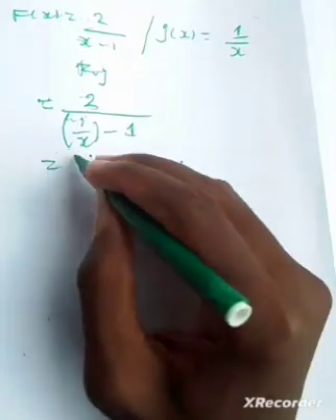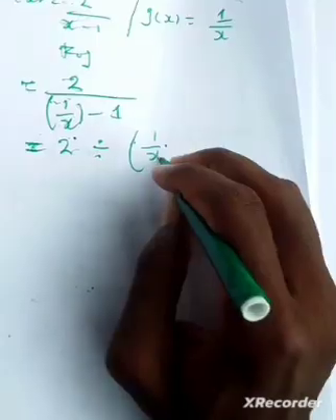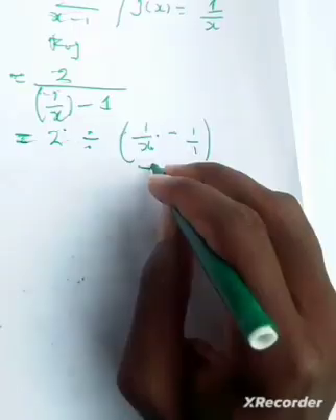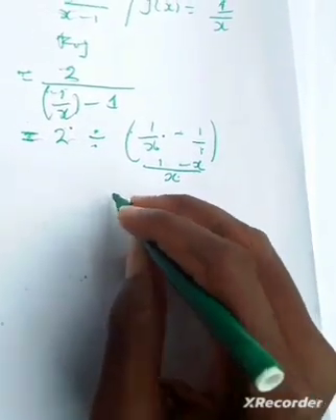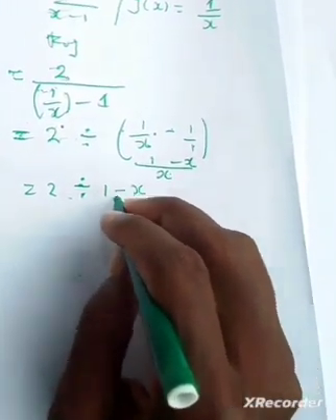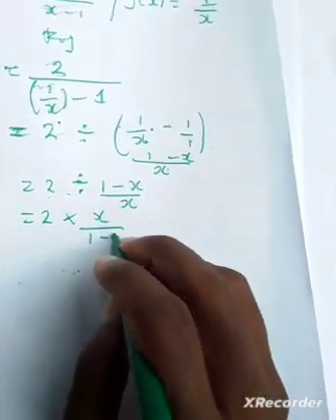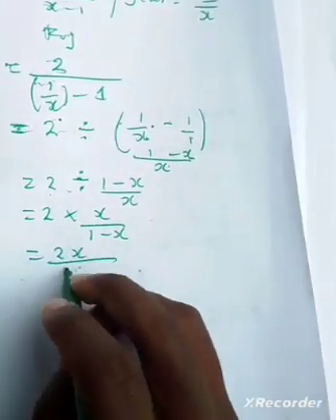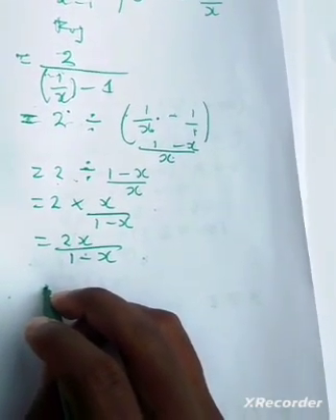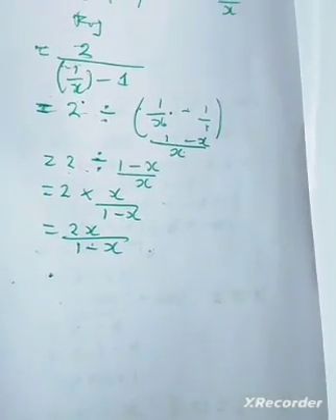Right. So the easiest way to solve this is to say 2 divided by 1 over x minus 1. Then this one here, we just solve it, it's 1 minus x over x, right? So basically we are having 2 divided by 1 minus x over x. So it's going to be 2 times x over 1 minus x. That's going to be 2x over 1 minus x. So we've just found our f of g.